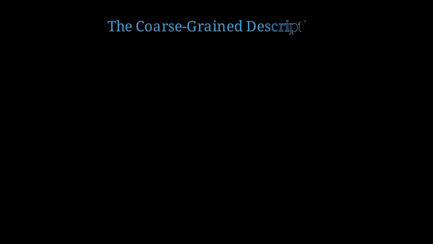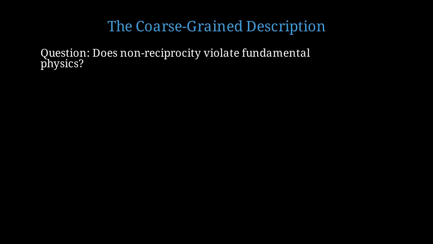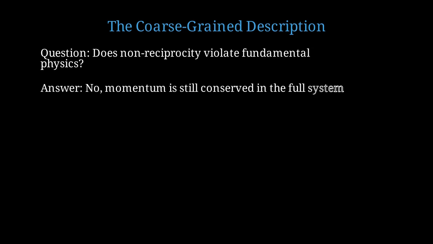Now let's discuss what happens when we coarse-grain our description. This is where the apparent violation of Newton's third law becomes clear. You might wonder, if momentum is always conserved, how can we have non-reciprocal forces? Doesn't this violate fundamental physics? The answer is no. Momentum is still conserved when you account for the entire system, including the medium and any external driving forces. The total momentum of particles plus medium changes only due to external forces.